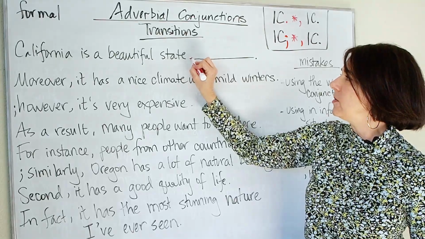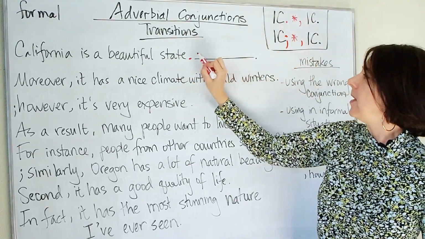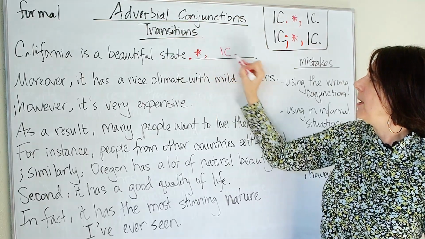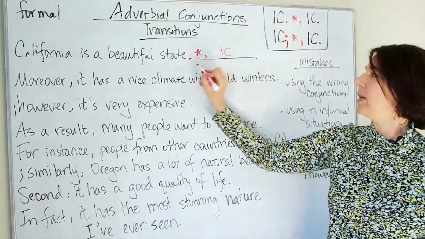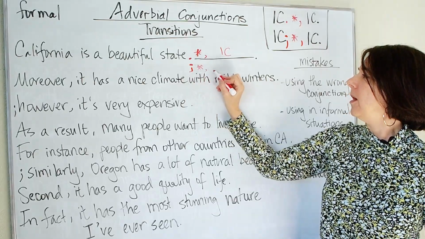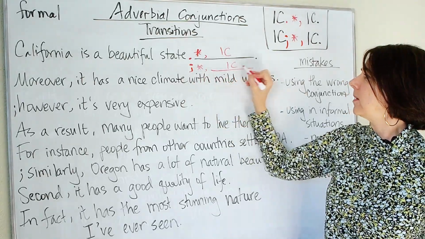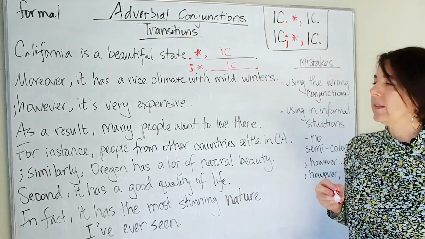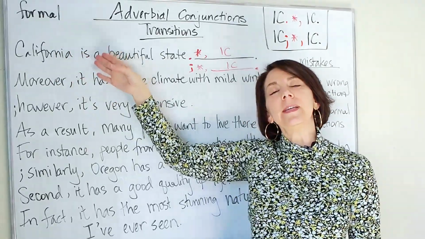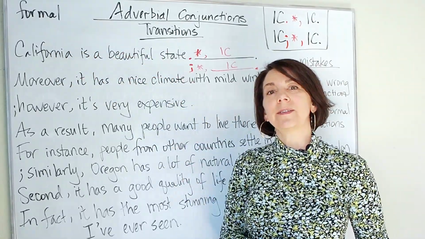And remember that we can do that by putting a period, and then we're going to put our transition with a comma and then the independent clause. Or we can use a semicolon, the transition with a comma and then the independent clause. And I'll show you examples with both. So the first sentence is, California is a beautiful state.